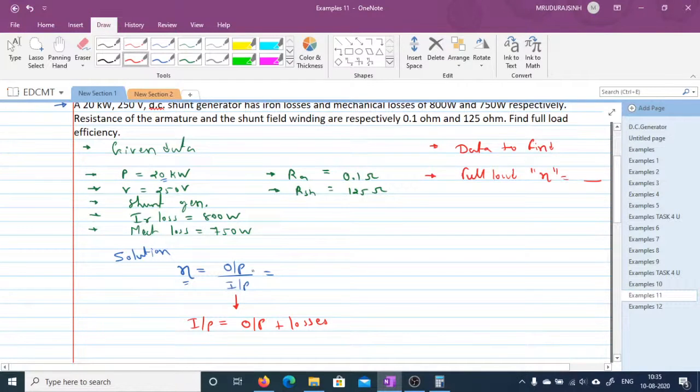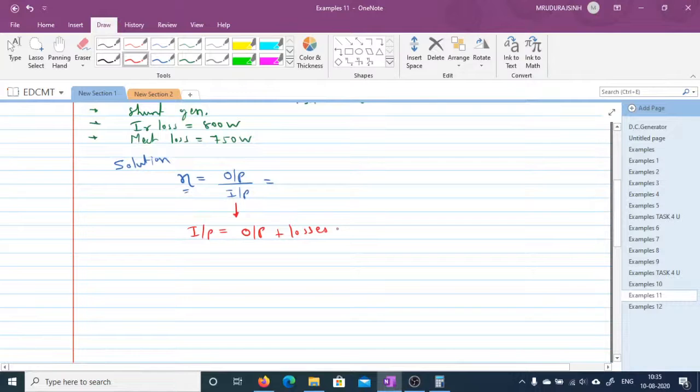So we require to find copper loss, iron loss and mechanical loss. From these three we have iron loss and mechanical loss, so only one loss we require to find. So in losses we subdivide this category into Cu loss, iron loss and mechanical loss. So from these three, mechanical loss is given to us, iron loss is given to us, so we need to find this copper loss.